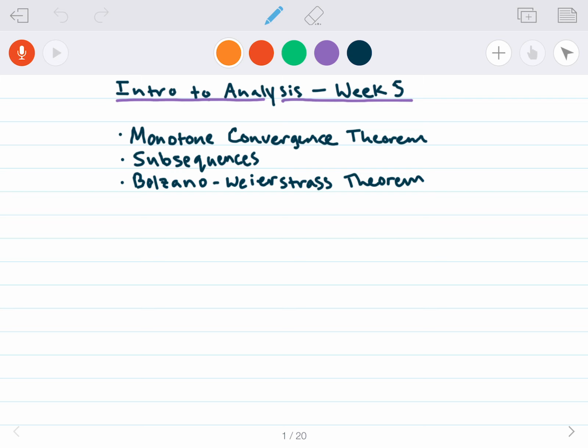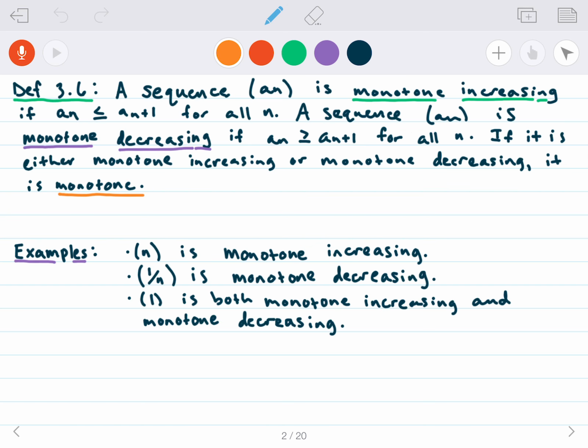In this lecture, we're going to talk about the monotone convergence theorem, subsequences, and the Bolzano-Weierstrass theorem. Okay, so let's talk about what monotone increasing and monotone decreasing mean.